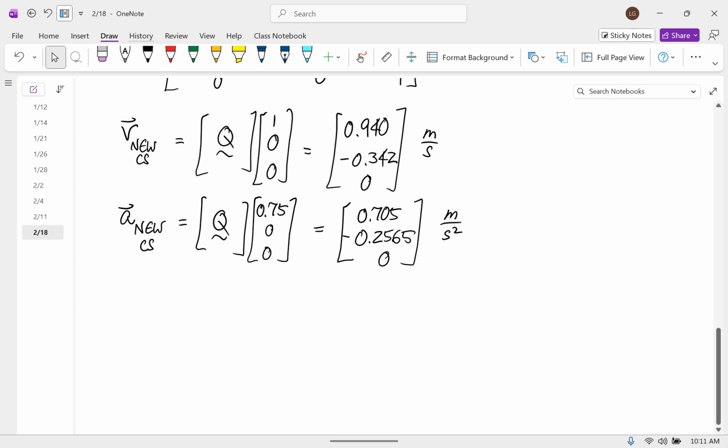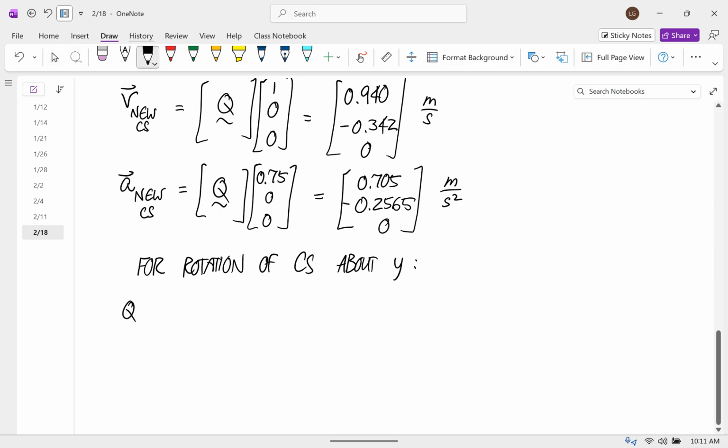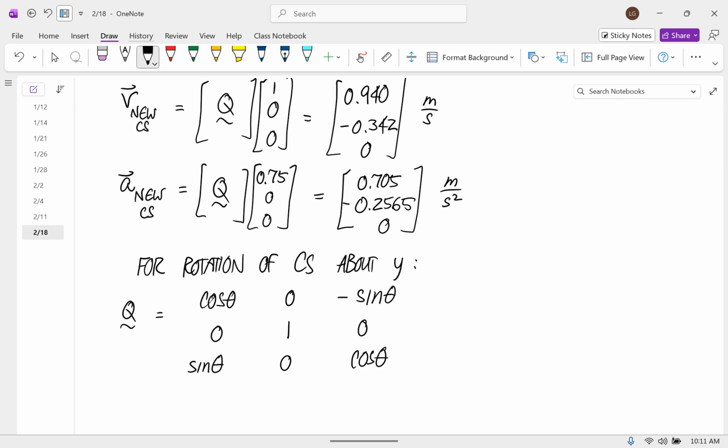Okay, so for a rotation about the y-axis, for rotation of the coordinate system about y, your rotation matrix would be cosine of the angle, 0, negative sine of the angle, 0, 1, 0, sine of the angle, 0, cosine of the angle.